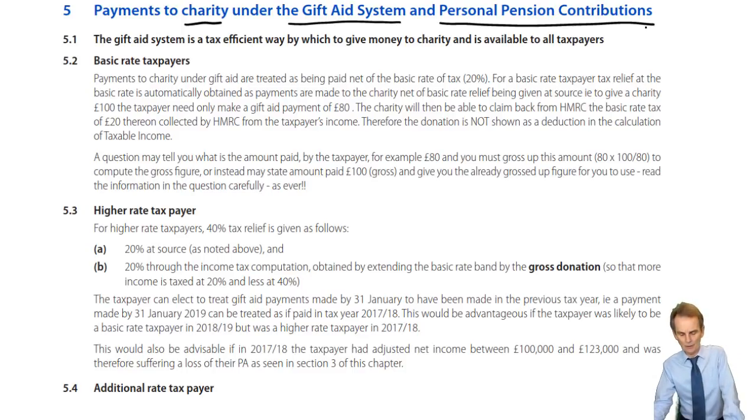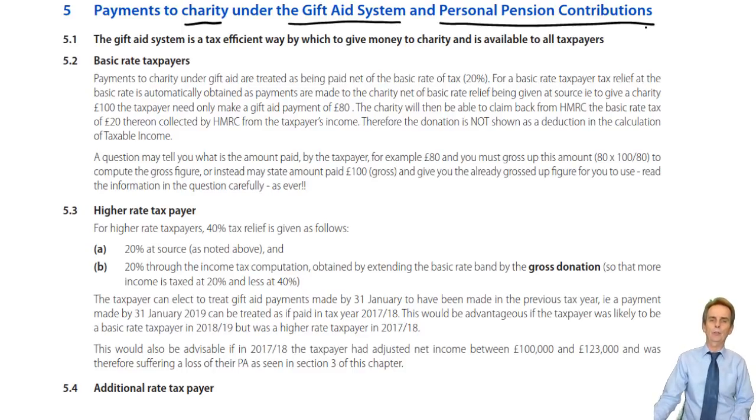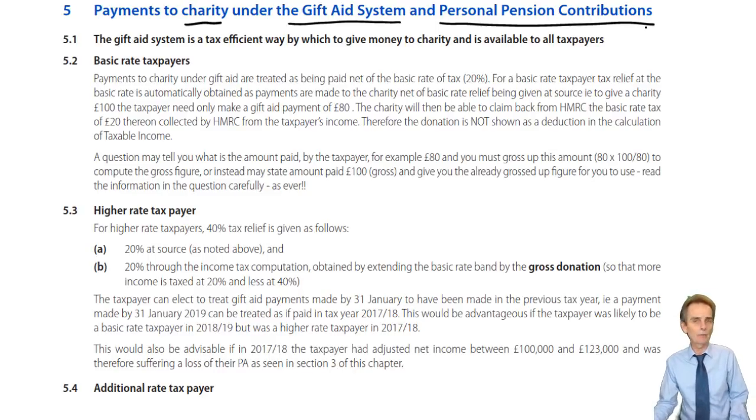Now, as I said earlier when we were looking at section 3 on the personal allowance and the restriction of that personal allowance, the area of pension contributions is something that we have our own separate chapter on. It's chapter 10, and that awaits us quite a long way down the road. There we'll look at the nature of the different pension schemes, how they get tax relief, and so on. All of that awaits us in chapter 10. But here, we need to understand how these impact on the tax computation as we've seen it so far. So, payments to charity under the gift aid system.